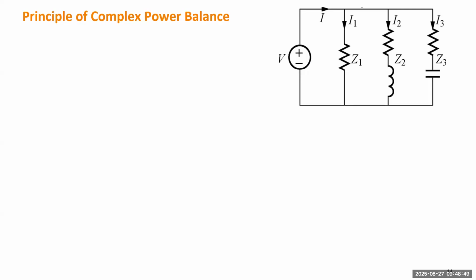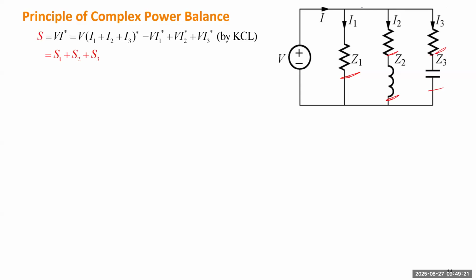So let's talk about one important and very useful principle in power systems, which is complex power balance. Let's assume we have a more complex circuit with a single source supporting three branches connected in parallel. The first branch only has a resistance, the second branch has resistance and inductance, and the third has resistance and capacitance. So they will have very different load impedances.